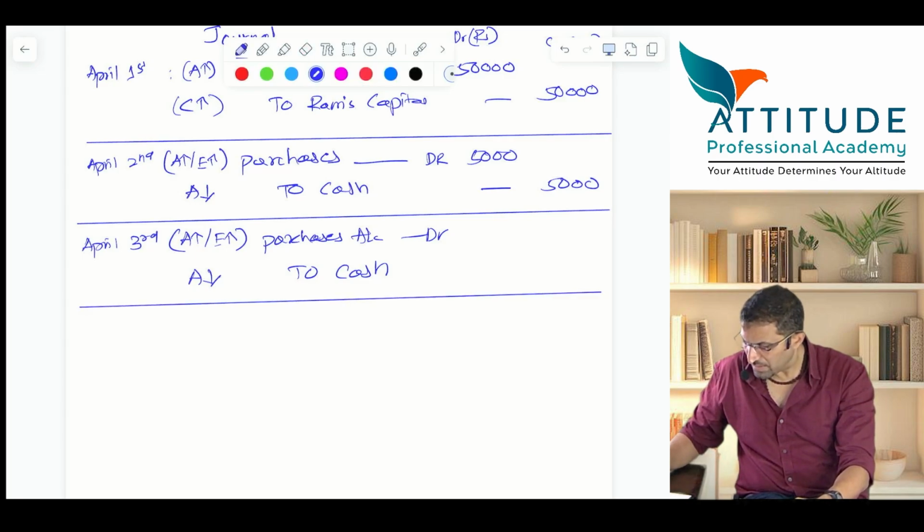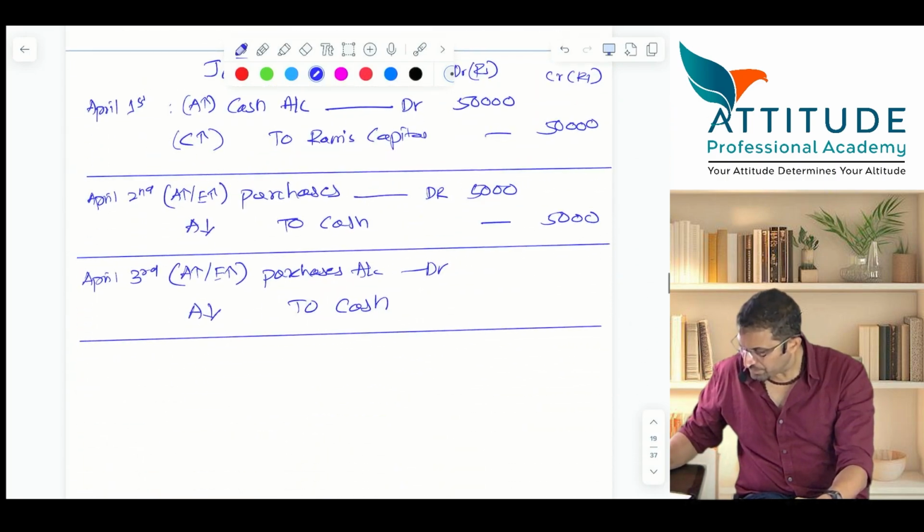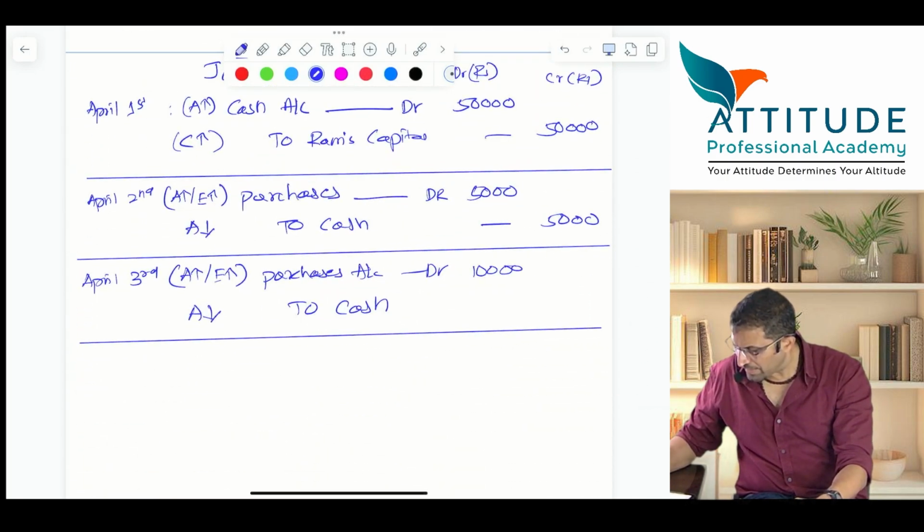One second. I'll just put the amount. 10,000. Yeah, there is some difficulty here. There is one student who is asking a difficulty. Please ask.